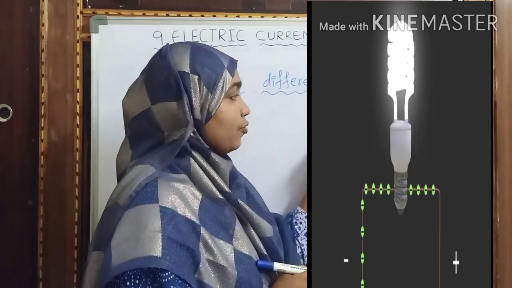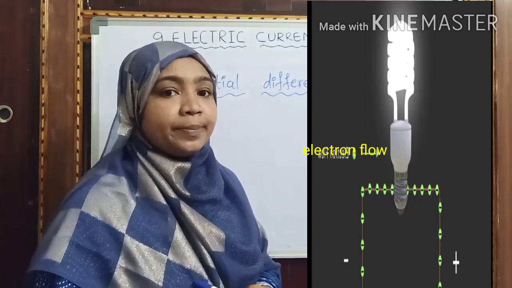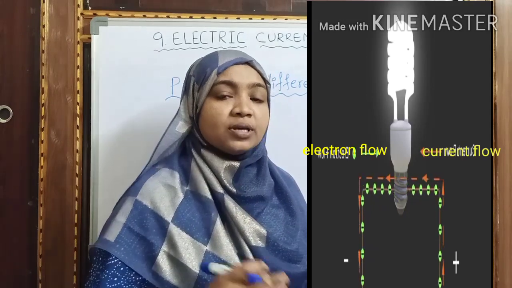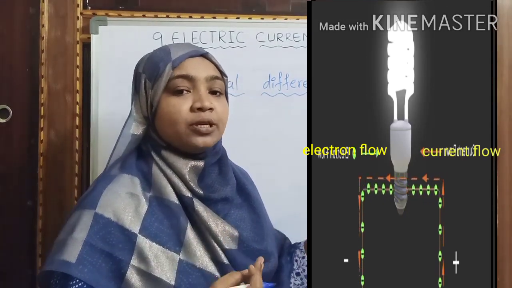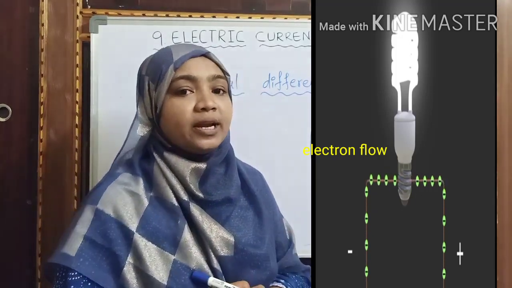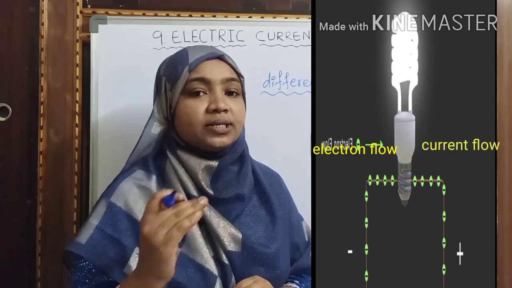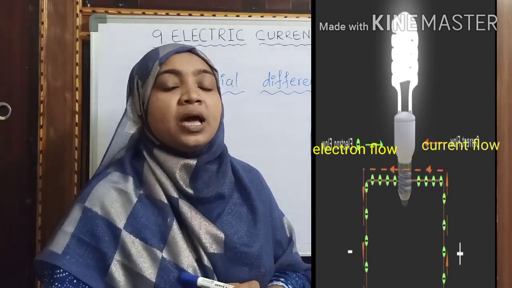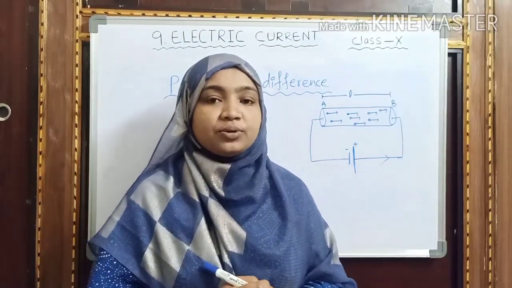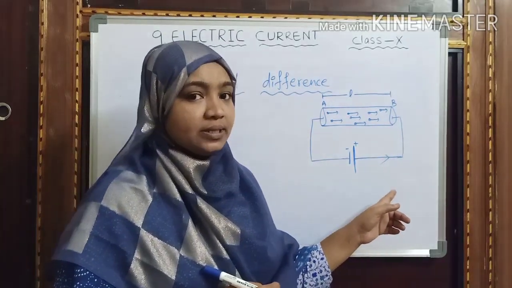Here electrons are moving towards the positive terminal, but in the conventional way we represent the direction of current as positive to negative terminal, because in the conventional way they assumed that the positive terminal is a high potential point and the negative terminal is a low potential point. So current direction is from positive to negative, and electrons always flow from the negative terminal to the positive terminal. So this is the conventional direction of electric current. We represent it in circuits.